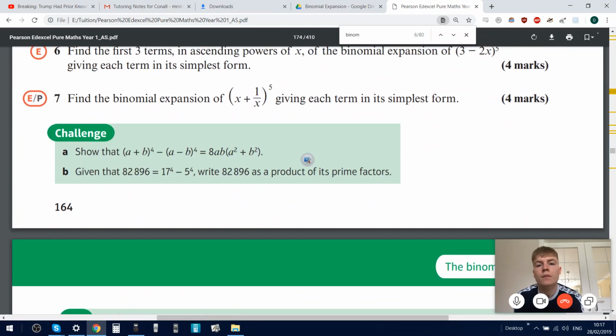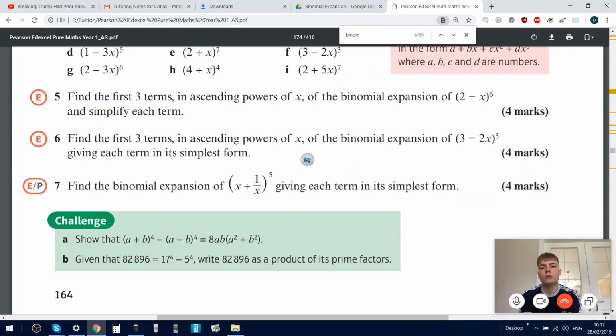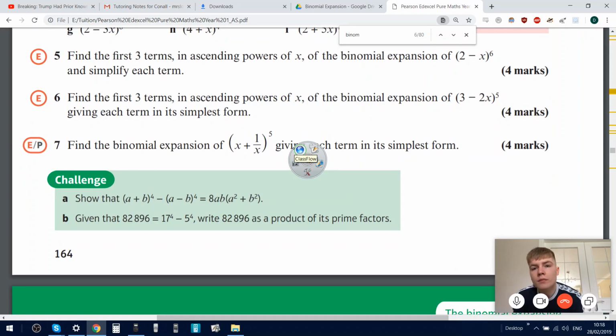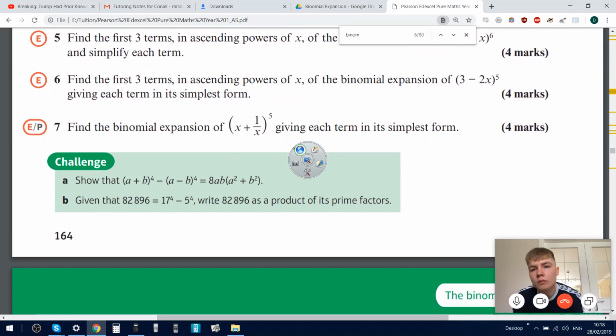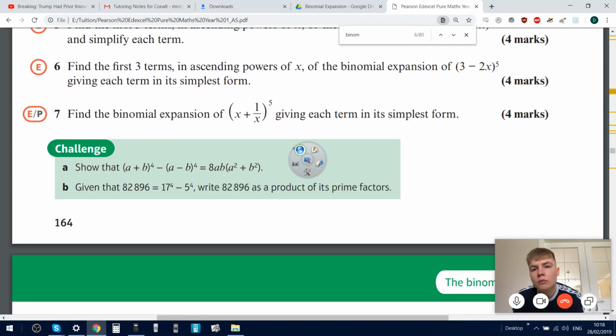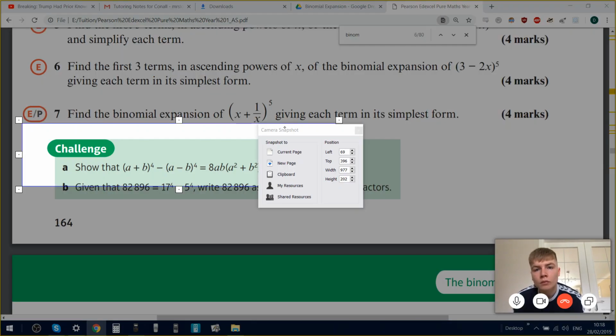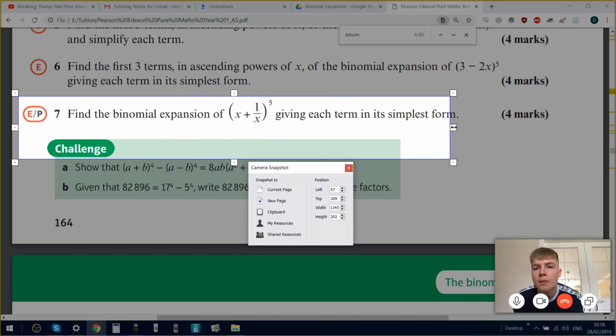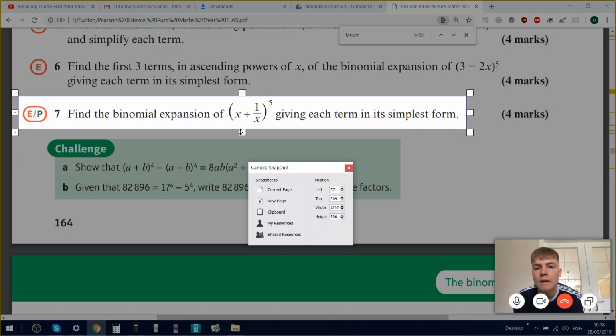Let's see, I'll just take a look at these. Question 5, find the first 3 terms of this. So we did those. Question 6, find the first 3 terms of this. We did that. And this one, find the binomial expansion of this, giving each term in its simplest form. I've never seen this one before, and it does look like the most challenging of this section.